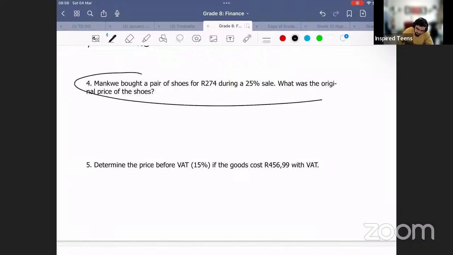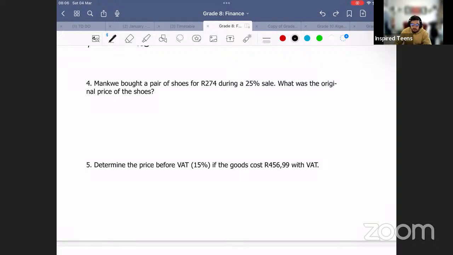Okay, let's have a look at this. Right, these are like backward style questions. Mankwe bought a pair of shoes for 274 rand during a 25% sale. What was the original price of the shoes?